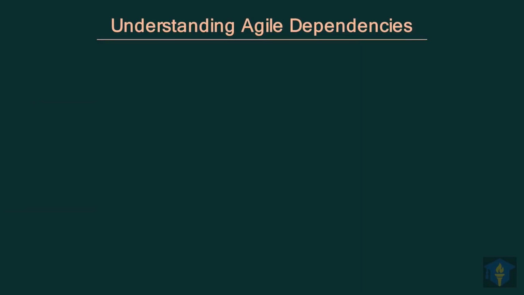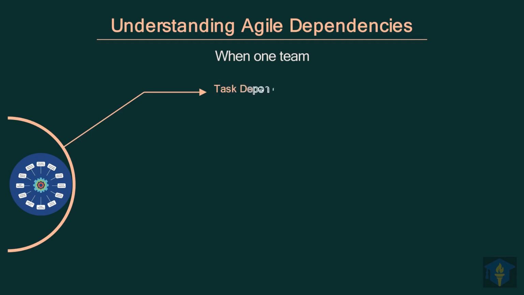Now, let's explore understanding Agile dependencies, which are crucial for smooth project flow and avoiding bottlenecks. Dependencies occur when one team's progress or task completion relies on another team's work or external factors. First, we have task dependency, where one specific task cannot begin until another task is fully completed.